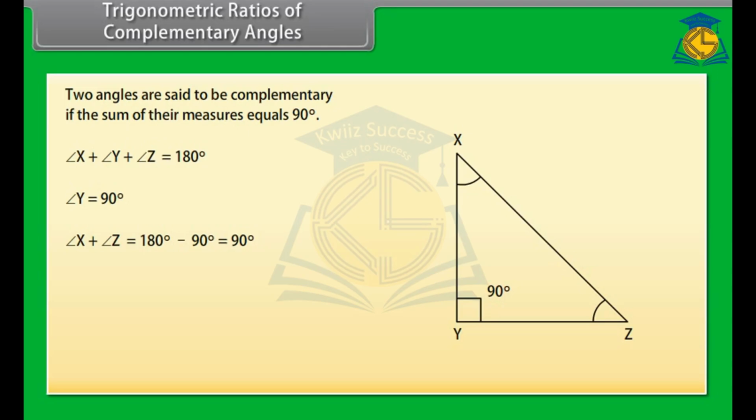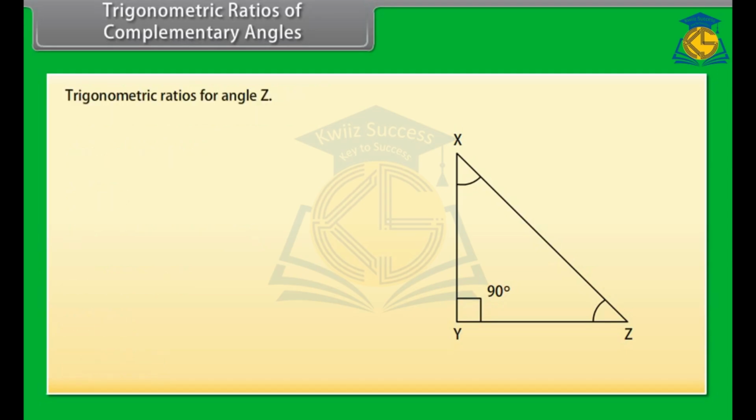Angle Y is equal to 90 degrees. Angle X plus angle Z is equal to 180 degrees minus 90 degrees, which equals 90 degrees, which implies angle X is equal to 90 degrees minus angle Z. Or simply, X is equal to 90 degrees minus Z. Let us first list the trigonometric ratios of angle Z.